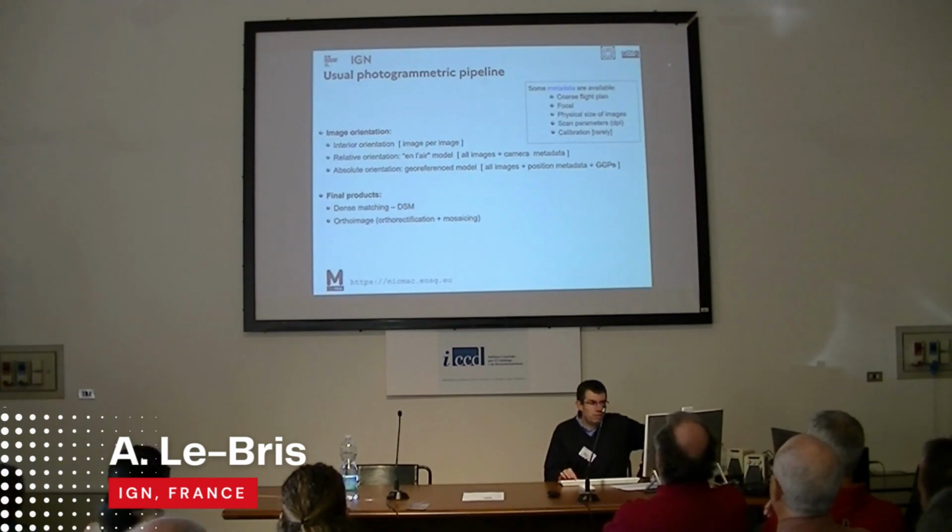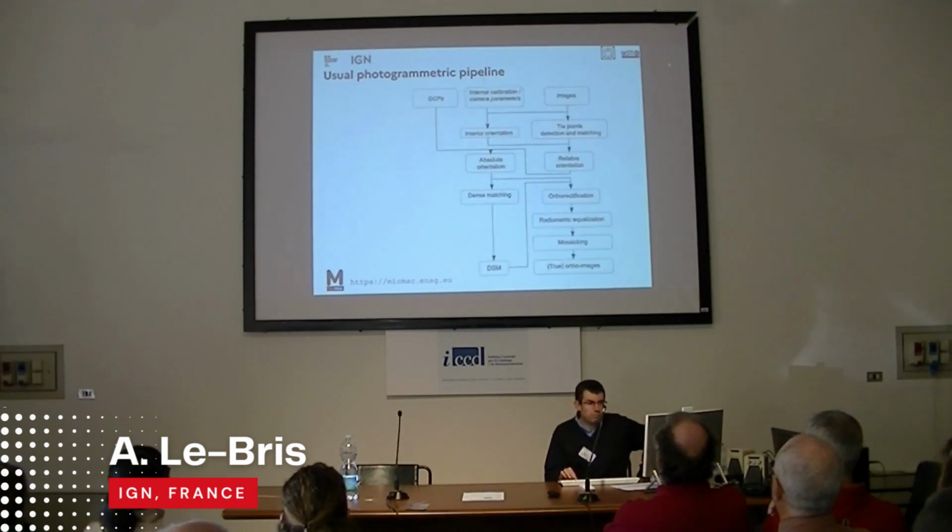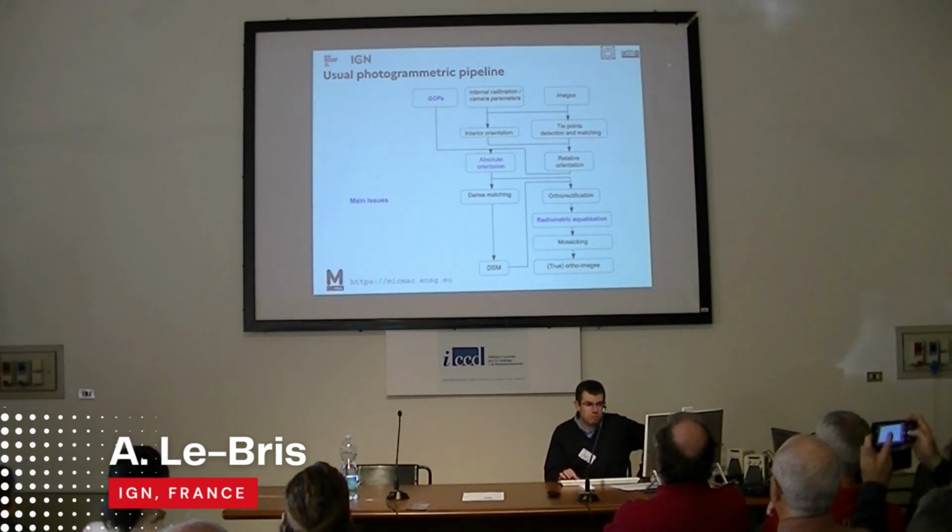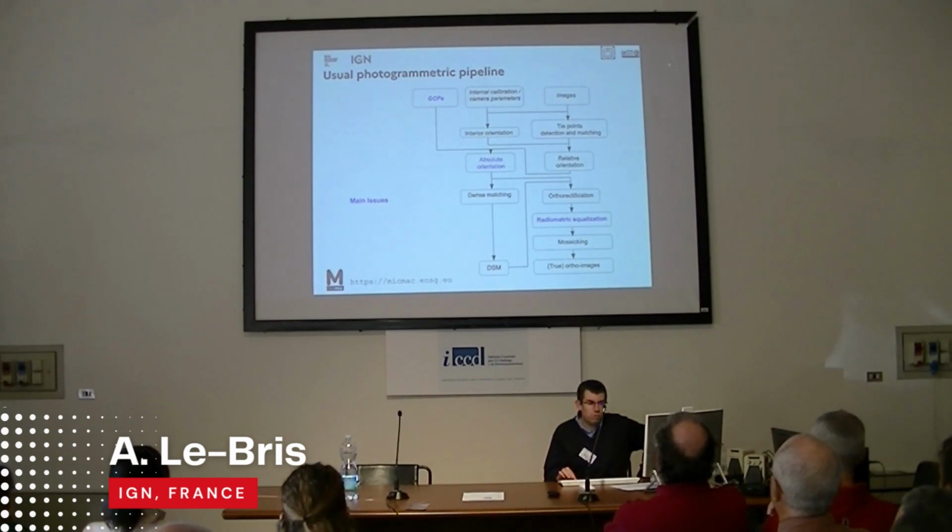When images are oriented, we can derive final products, that is to say DSM and ortho image. So we use this pipeline, and the main issue we could have is being able to perform a good absolute orientation, that is to say, will it be possible to obtain automatic GCPs? And also, when performing ortho-rectification and mosaicking ortho images, we will have to perform radiometric equalization.